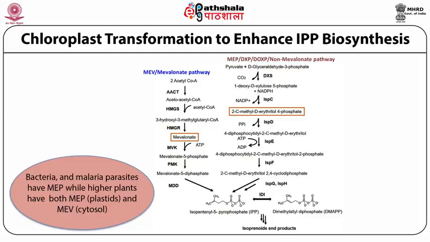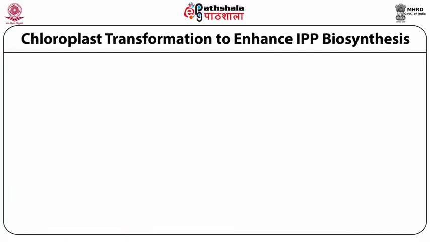In the cytosol, there is a mevalonate pathway which produces the IPP, and in the chloroplast, there is a MEP pathway which produces the IPP. So there are two pathways which produce the IPP. It may be interesting if you can increase the IPP, and then we can convert this higher IPP to produce some pharmaceuticals, or we can utilize it for some other application.